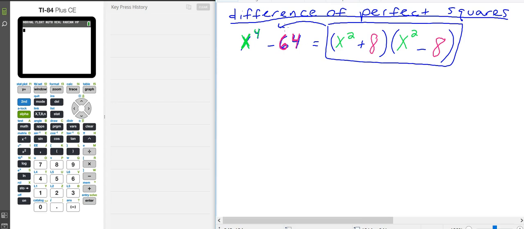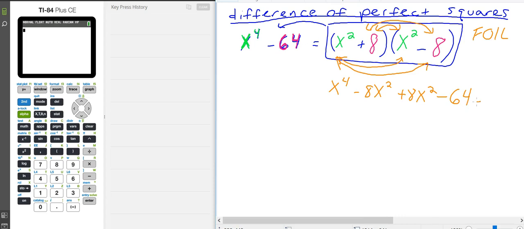And let's FOIL back to make sure we got it right. We're going to do first, outer, inner, last. So we multiply the two first terms by each other. X squared times x squared is x to the fourth. Outer is x squared times negative 8, which is negative 8x squared. Inner is 8 times x squared, which is 8x squared. And then last is 8 times negative 8, which is negative 64.